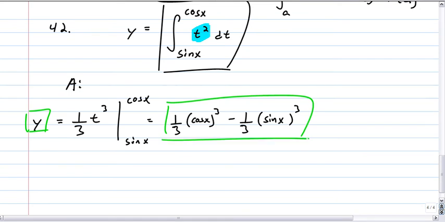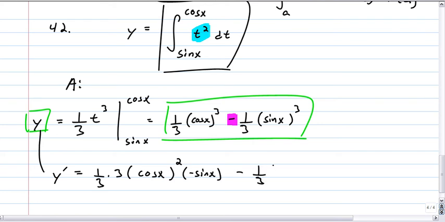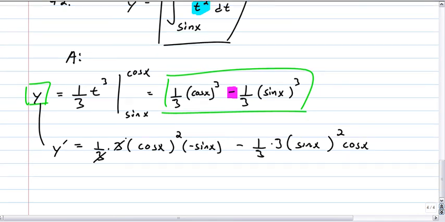How do you find the derivative of y with respect to x? Well, you take its derivative. So the derivative y prime equals, you can do these in two parts because they're subtraction. We have 1/3 times 3. The new exponent will be squared. The inner is cosine x, and the derivative of the inner is negative sine x. Minus 1/3 times 3. New exponent is 2. Derivative of sine is cosine. You can clean this up a little. Those go away. So you have cosine squared x.